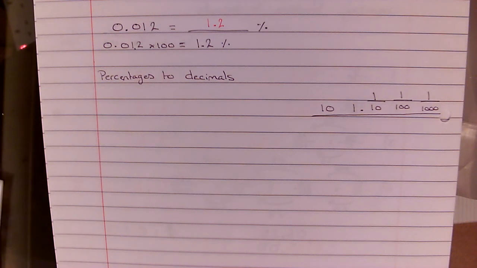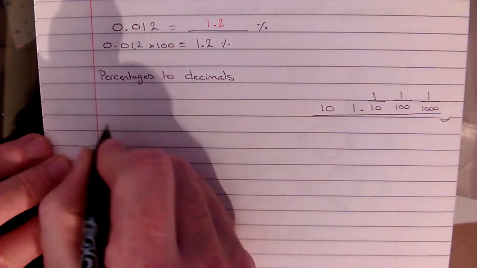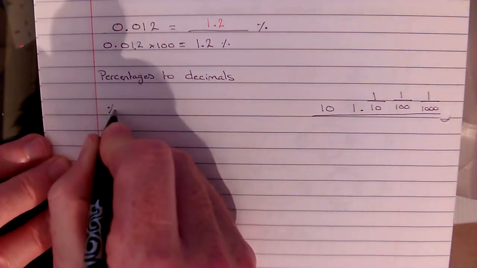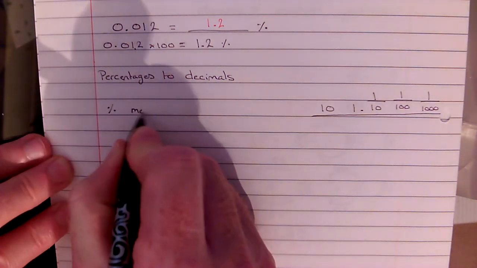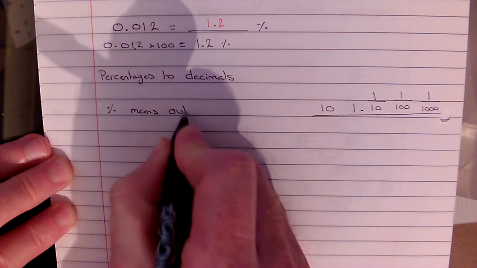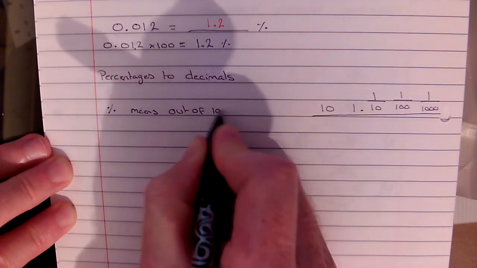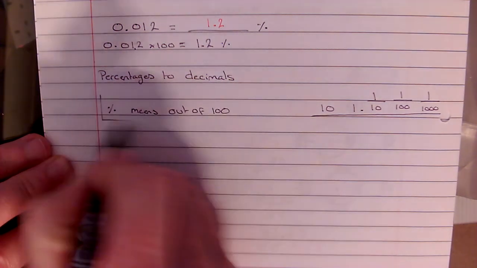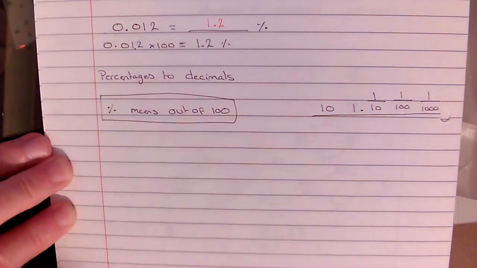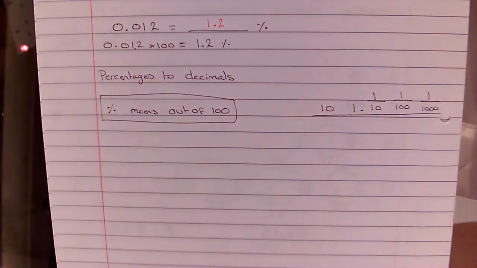Fantastic. Right, okay, so let's start with our first example. Remembering that percentage, again, let's write this down. Percentage means out of 100. Really important, that. Okay, so this time we've been given a percentage.